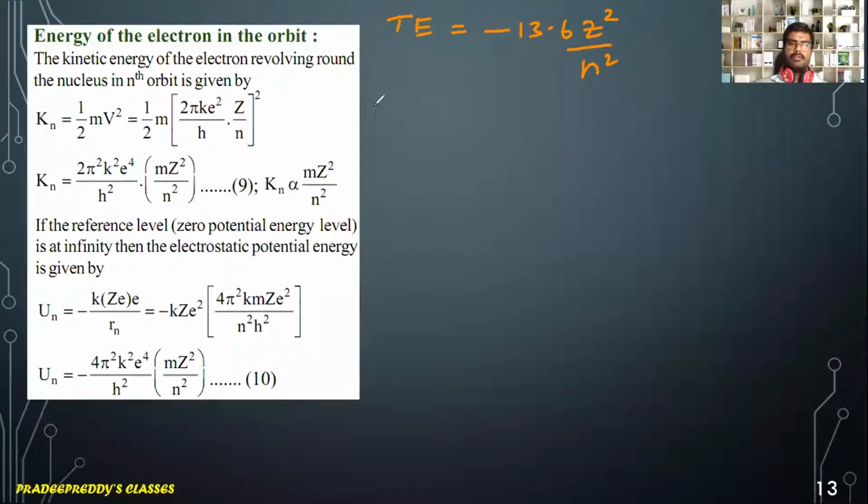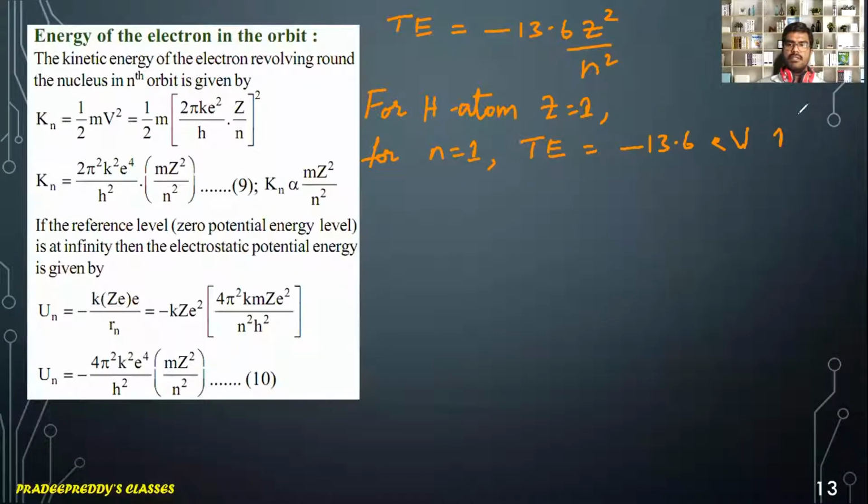Now for the hydrogen atom, Z will be equal to 1, and for n equal to 1 and Z equal to 1, the total energy will be equal to minus 13.6 electron volt. This is in the first orbit. So the total energy of the electron in Bohr's first orbit will be equal to minus 13.6 electron volt.